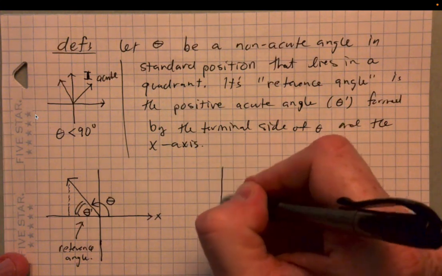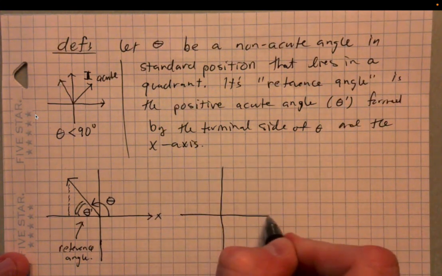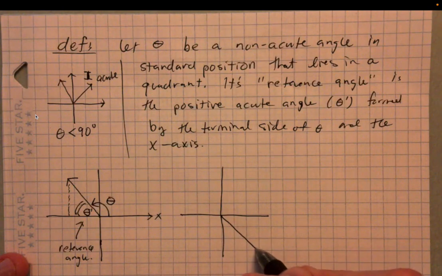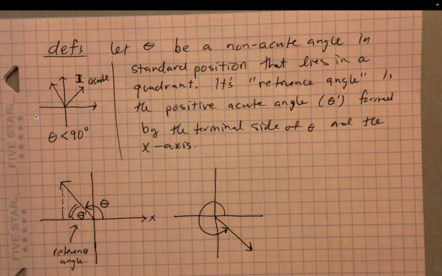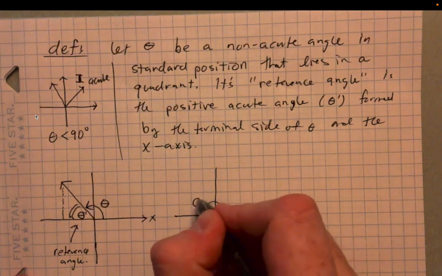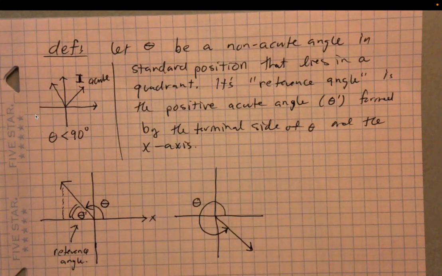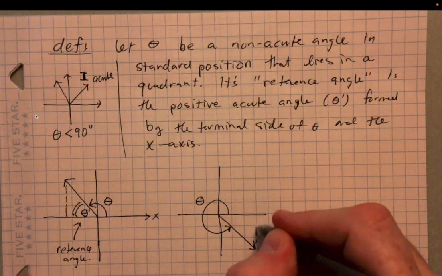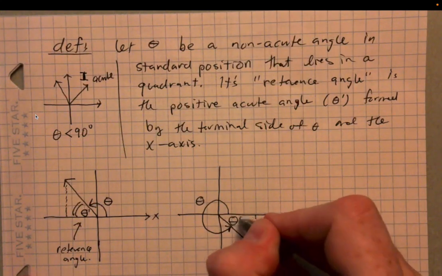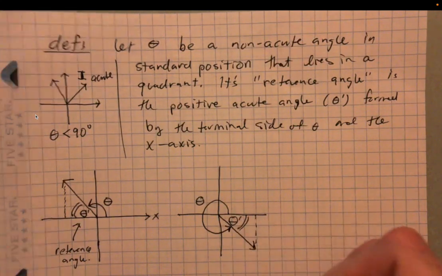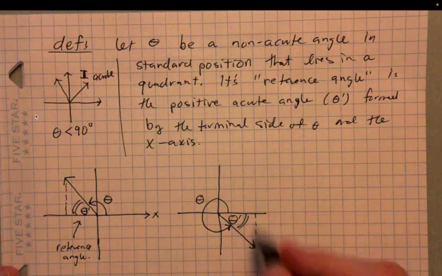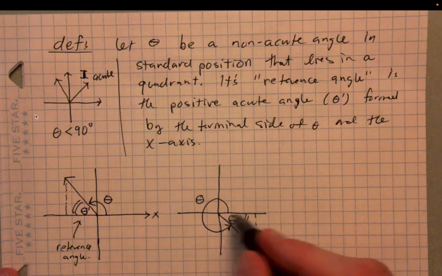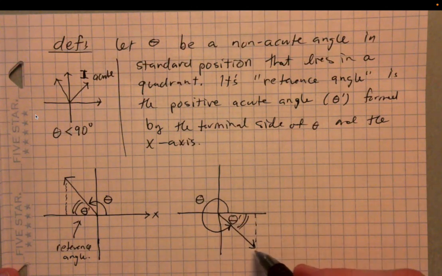What about this example? Let's say I've got my terminal side here, and this is my theta. Then what's my reference angle? You can think of dropping down here, and it's this angle. It's the angle in the triangle that you get when you drop a perpendicular, or in this case, raise a perpendicular up to the x-axis.